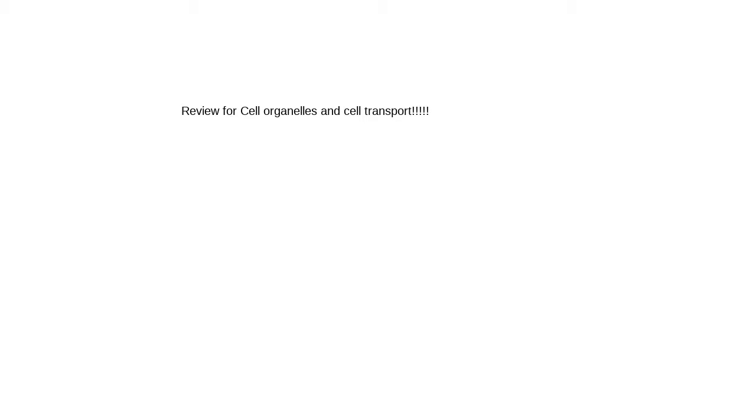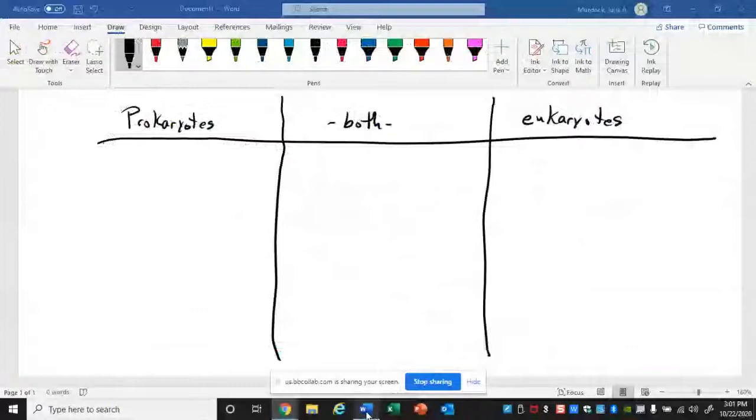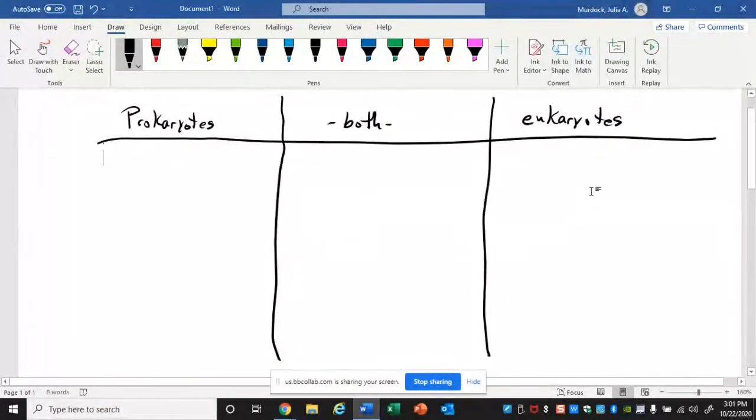So I'm going to go to another screen where I'm going to be able to draw and write with you. We're going to start by comparing and contrasting prokaryotes and eukaryotes. I thought that would be a good place to start. So here we go. Okay, now you should be able to see that.